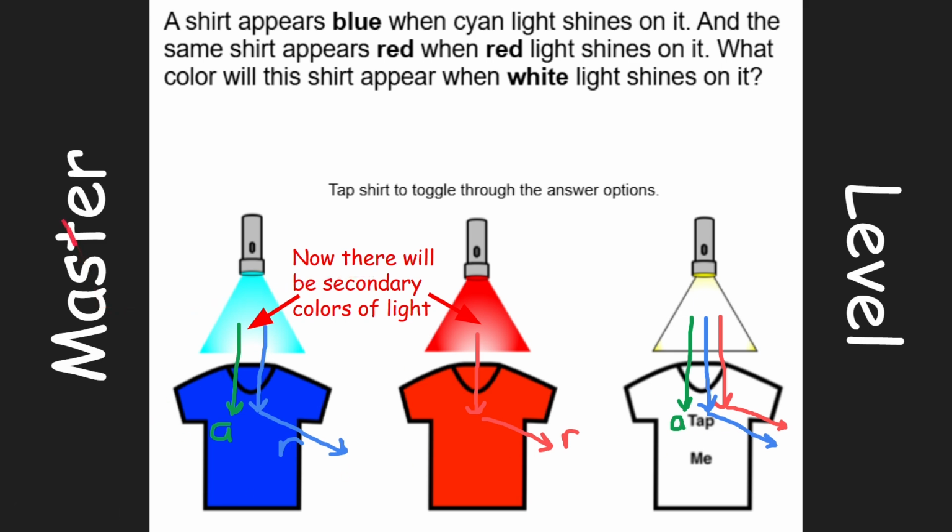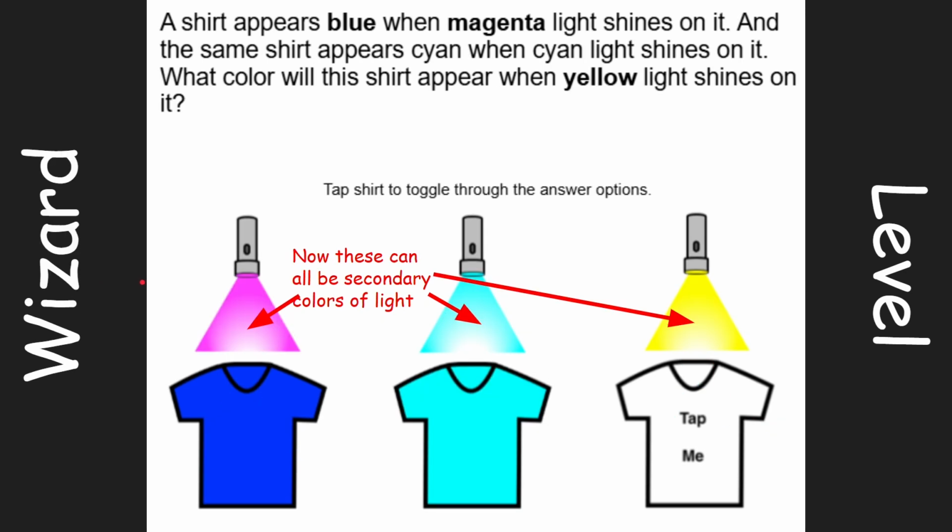All right, moving on from the master level to the wizard level. So you'll notice now that we can see that we have all three flashlights showing secondary colors of light. That can get a little trickier, so let's go through how this would work. Well, magenta we know is red light and blue light. Okay, since we can see blue, that means blue is being reflected. And since we don't see magenta or red, that means that the red light is being absorbed.